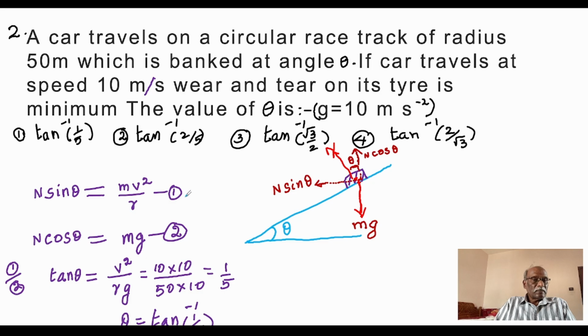Right. In this second problem, a car travels on a circular racetrack of radius 50 meter, which is banked at an angle theta. If the car travels at a speed of 10 meter per second, wear and tear on its tires is minimum, and we discard it as negligible. Then the value of theta is asked.